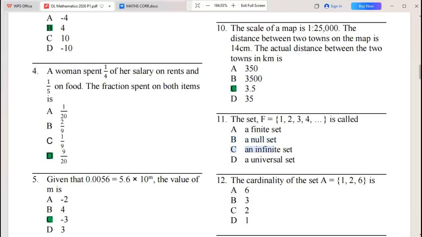The next, C, we have an infinite set. An infinite set is a set that does not have an end. For example, the set of all negative and positive integers. That does not have an end because numbers increase up to infinity. And D, we have a universal set. A universal set is a set that contains all the elements in the group of data we are collecting. Now looking at question 11, 1, 2, 3, 4 continuing is an infinite set because numbers do not have an end. So for 11, we have C.